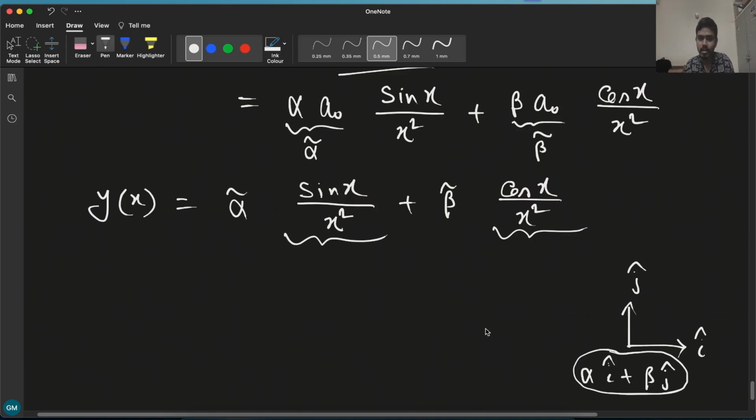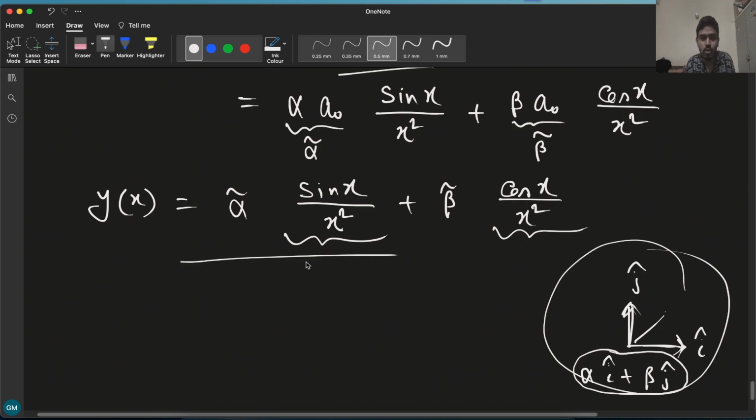And here, instead of a two-dimensional vector space, we have a space of solutions. Basically, you can call it a solution space. All the solutions are lying here, and we have two independent solutions, and we are writing a general solution. So any solution will look like this, just like alpha i hat plus beta j hat.